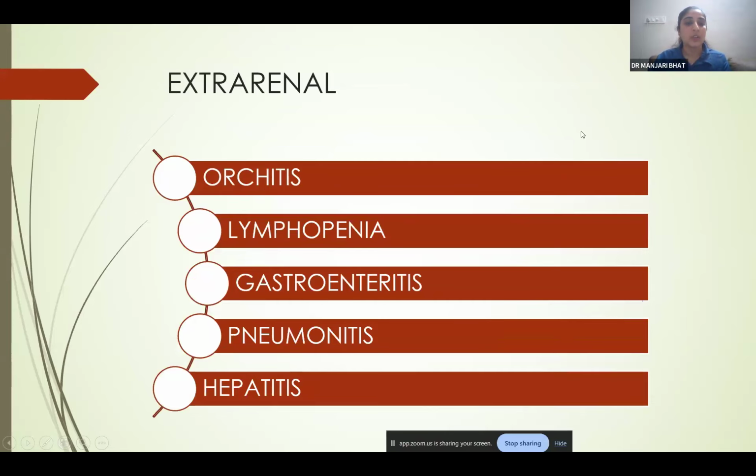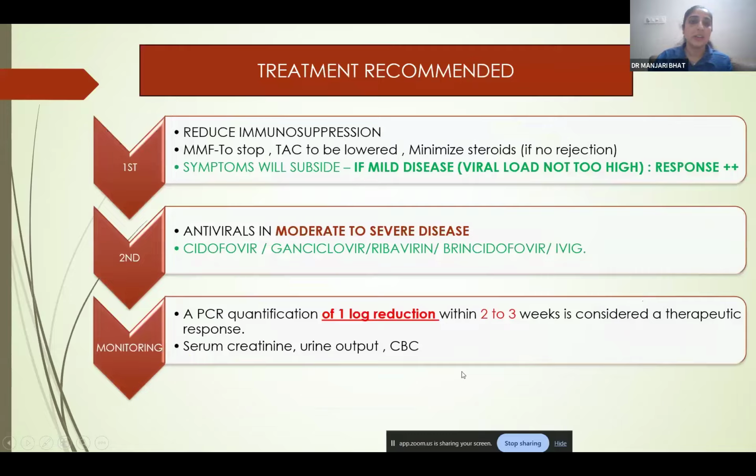Among the extrarenal common manifestations of adenoviral infection, our patient had features of orchitis, lymphopenia, and gastroenteritis. Generally, apart from these, pneumonitis and hepatitis can also be seen. The treatment recommended for adenoviral infection is, if the disease is mild, that is the viral load is not too high and multiple organs are not involved, then just reducing the immunosuppression would suffice. That is, MMF to be stopped, tacrolimus and steroids to be minimized.